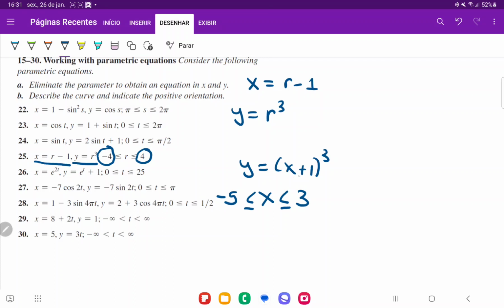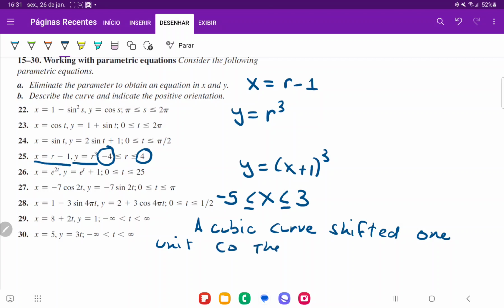So this curve is just a cubic curve, but we can see that it's x plus 1. So x plus 1 indicates a shift to the left of 1 unit. So this is a cubic curve shifted 1 unit to the left.